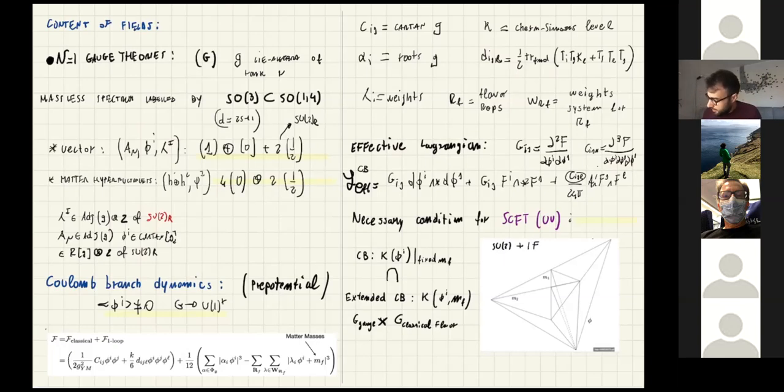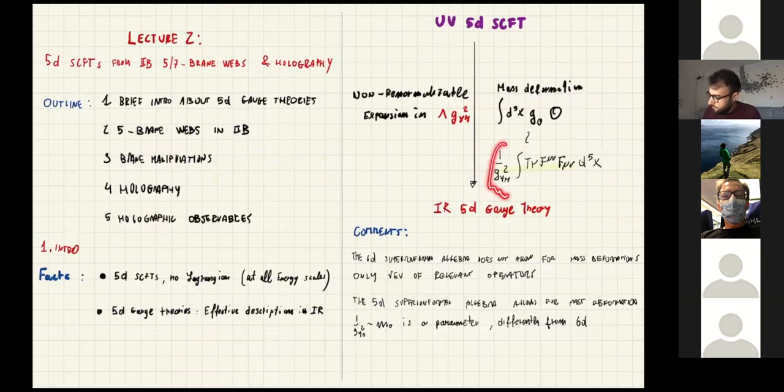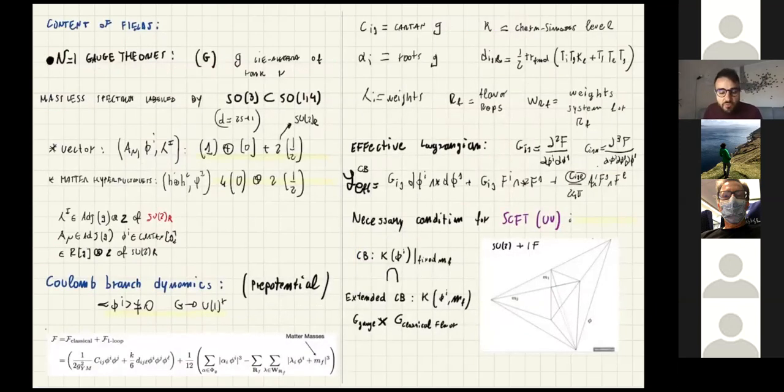So a necessary condition in this Coulomb branch, in order to have a CFT, is whether we can actually get rid of this gauge kinetic term by sending the coupling to infinity. So a very strong coupling. So this is a condition in order to have a CFT in the UV. So is this limit allowed in the Coulomb branch? That's the question we need to ask.